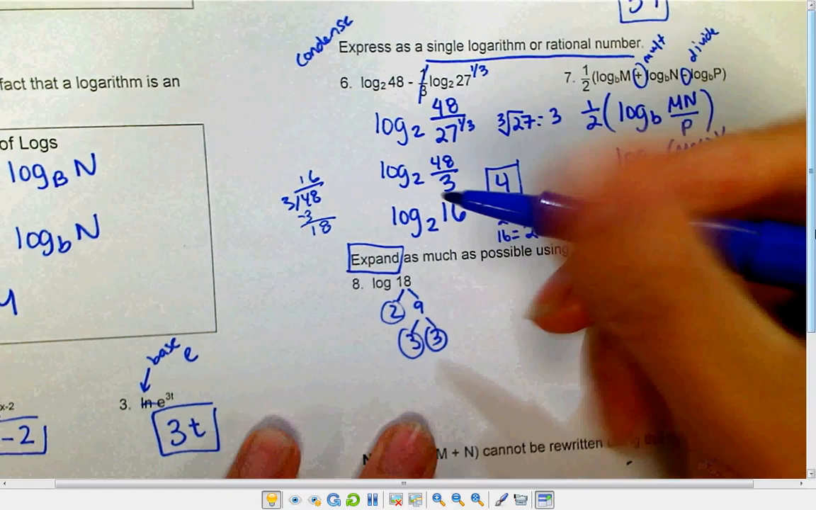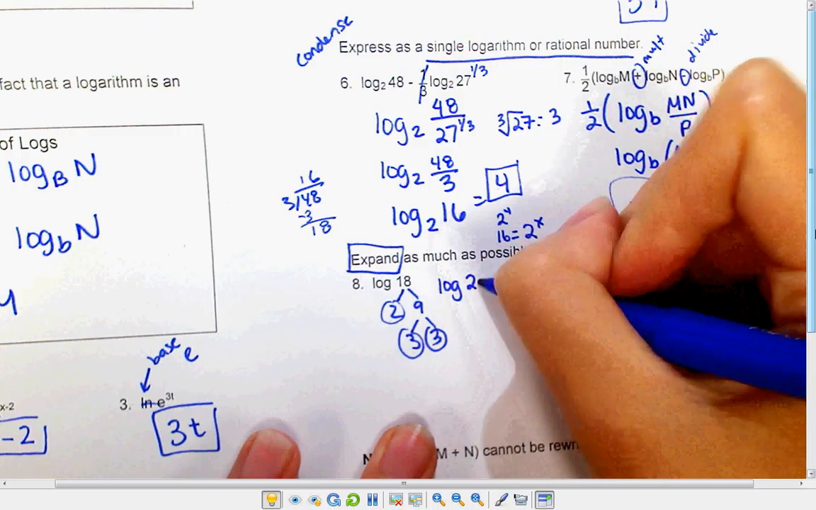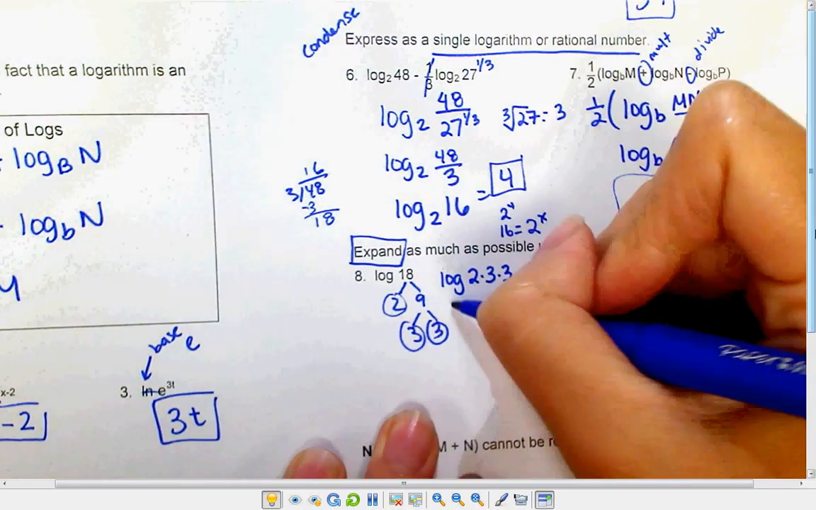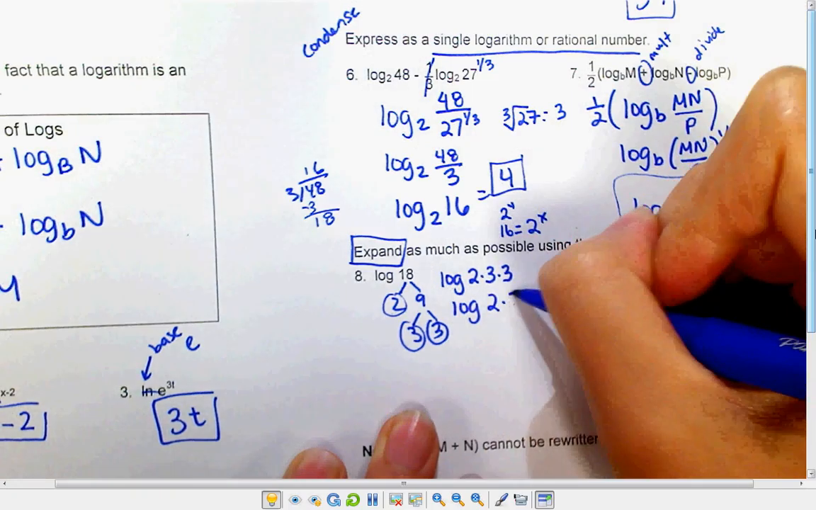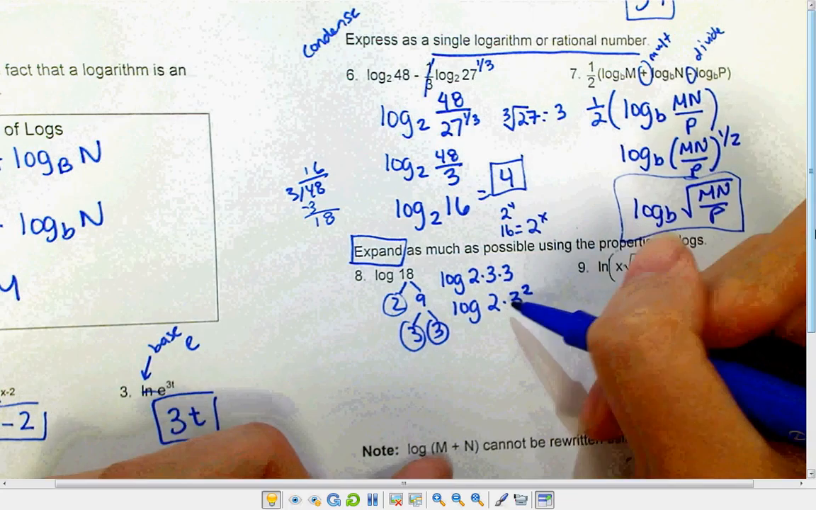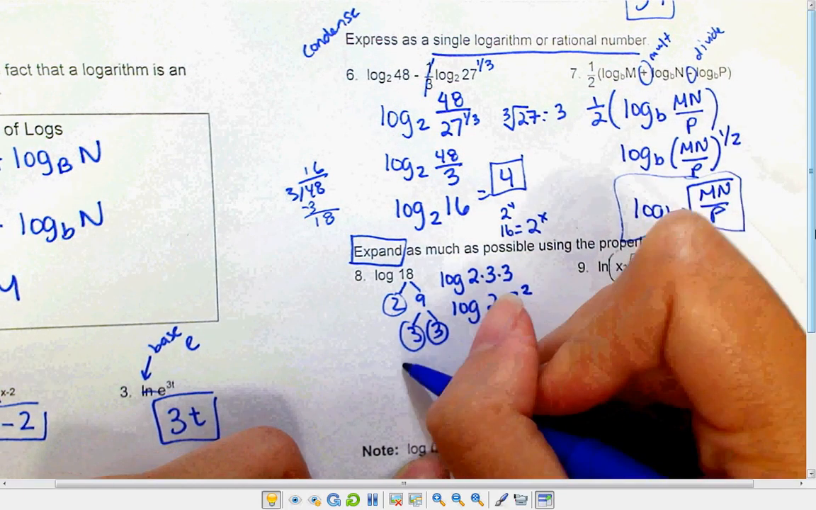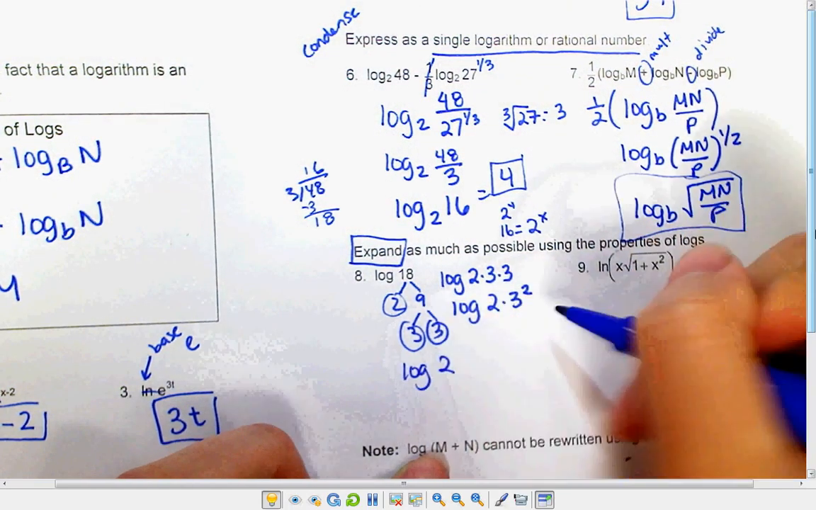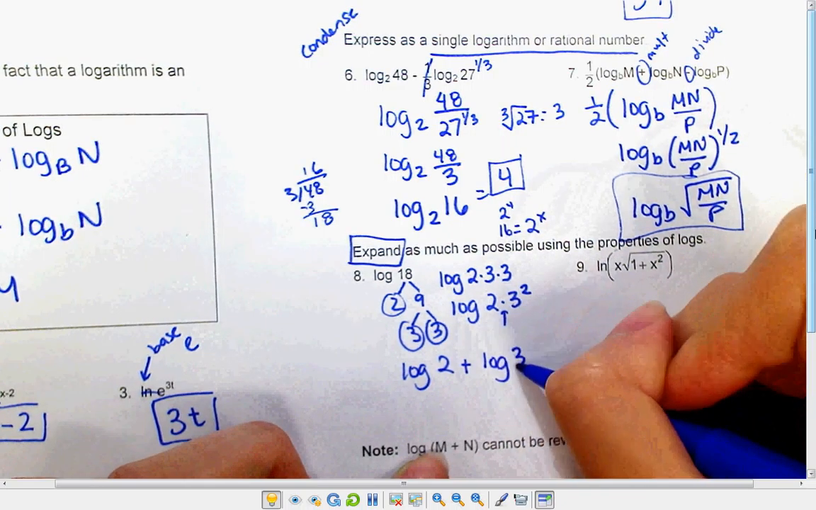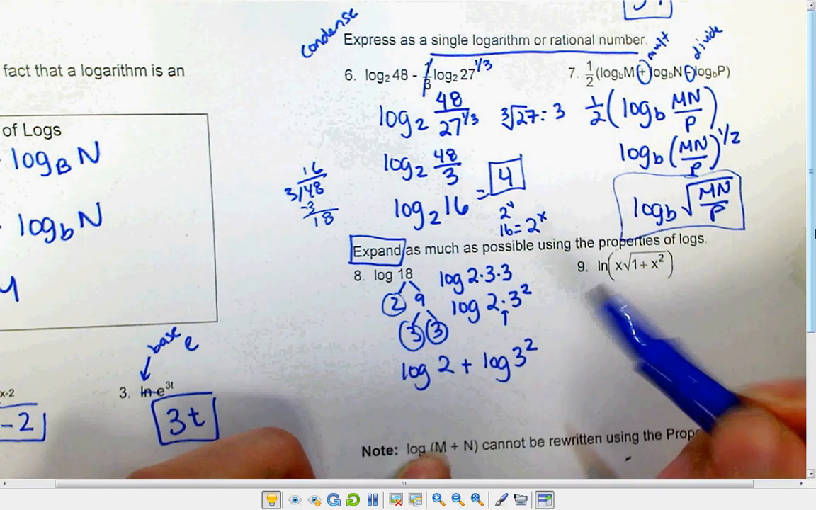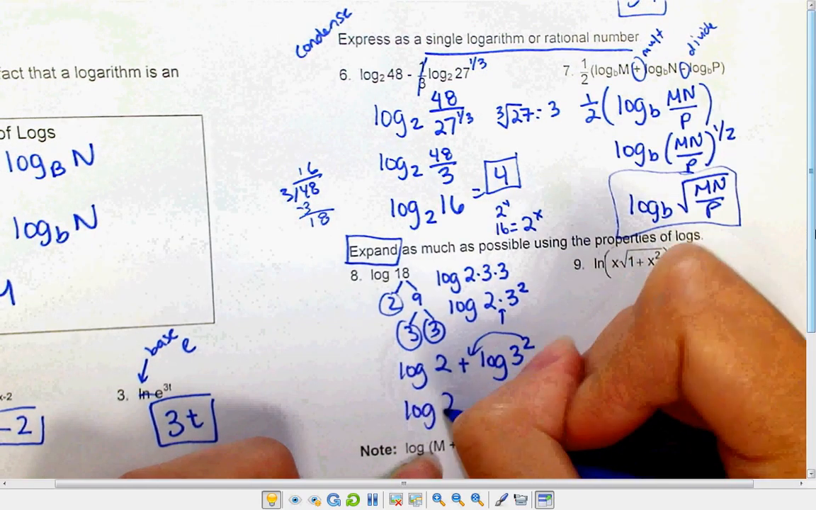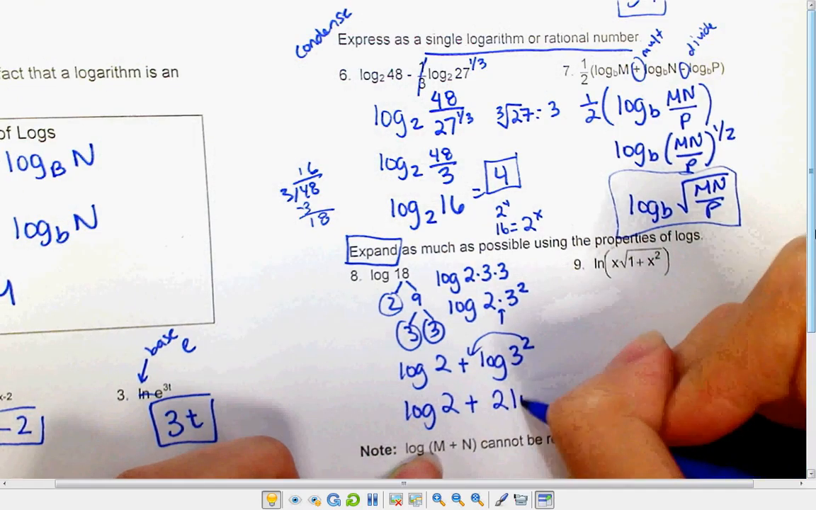So log of 18 is the same thing as log of 2 times 3 times 3, which I can also rewrite as log of 2 times 3 squared. So if we're trying to separate them, if I turn it into 2 logs, this is going to be log of 2. Multiplication turns into addition, so plus log of 3 squared. And this exponent, I can bring out in front. Right, so this is now log of 2 plus 2 log of 3.